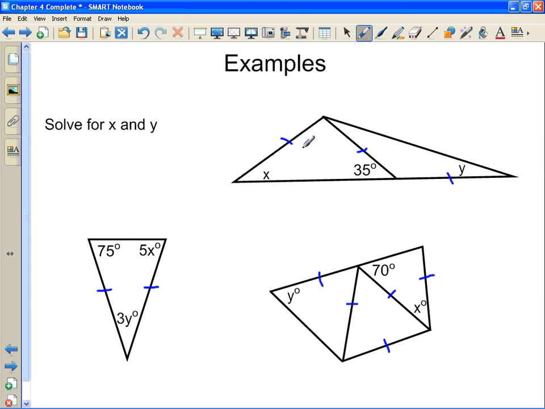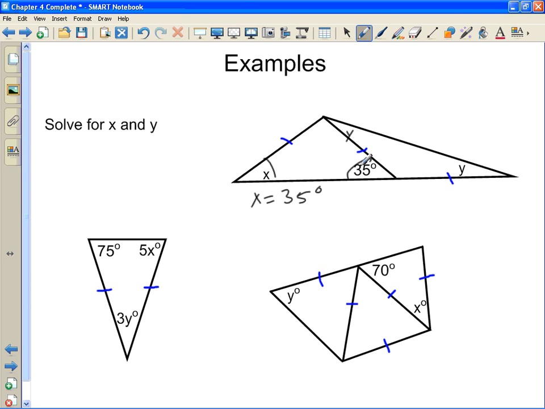So this first one, I've got these 2 congruent sides, which tells me that these 2 angles are the same. So x is going to be 35 degrees. Now to get y, I've got this side and this side congruent. So that means this angle is also y. And I could do it 2 ways.